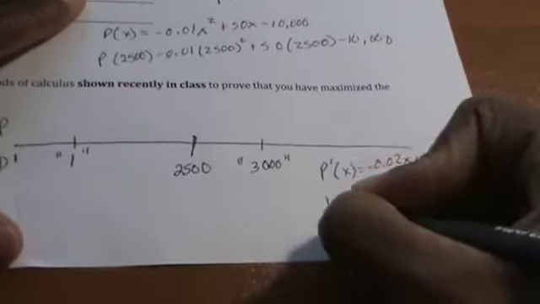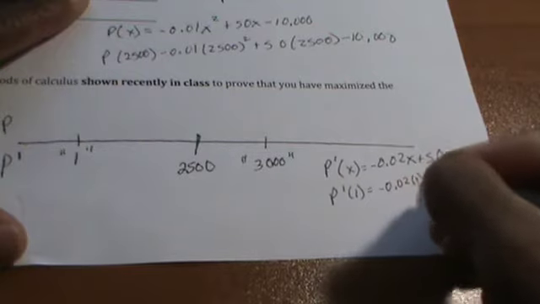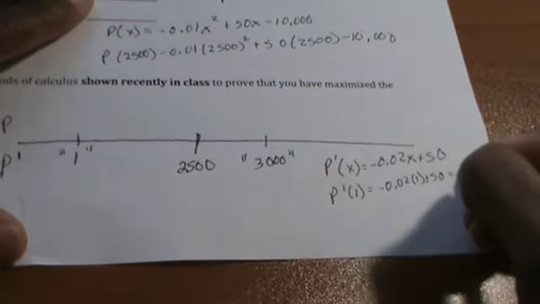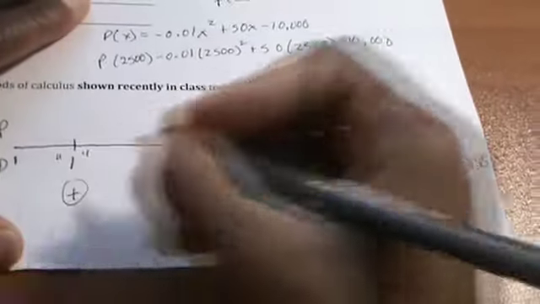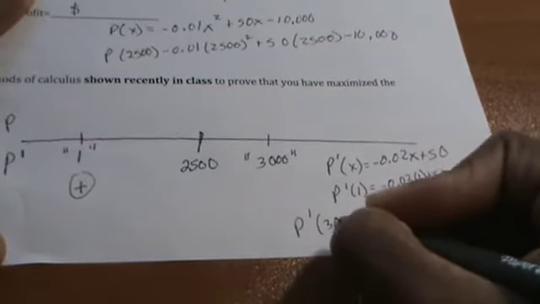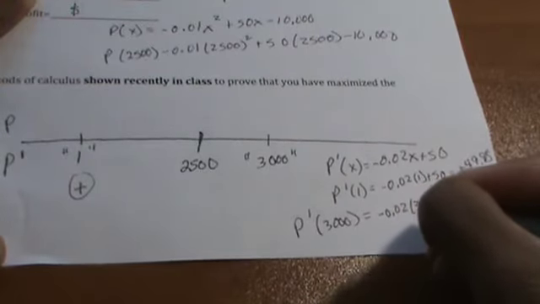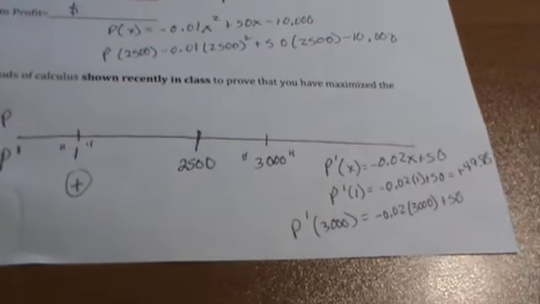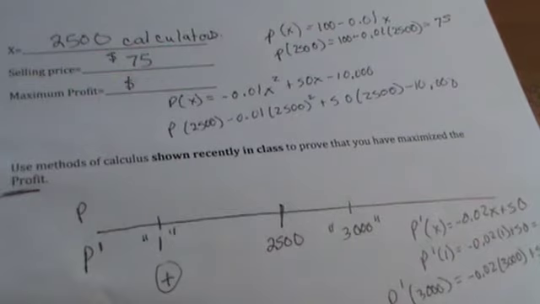And we want to find out what happens at 1. Negative 0.02 times 1 plus 50. And I can tell you that is positive 49.98. So positive there. And we also want to find out what happens at 3,000. So negative 0.02 times 3,000 plus 50. All right, give me a second so I can plug it in. So negative 0.02 times 3, 1, 2, 3, plus 50.